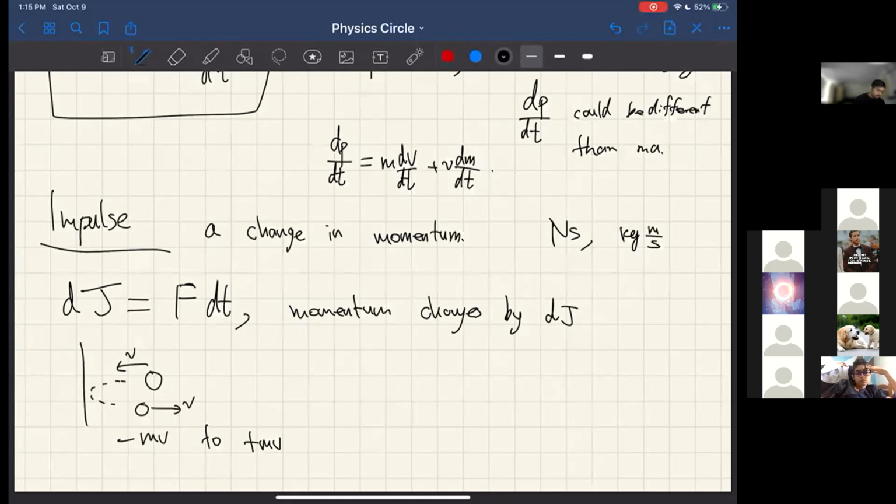So the wall is providing a 2mv impulse to the ball. And the process for that is as the ball hits the wall, there's a very short period of time where the wall provides a really large normal force backwards on the ball to push it back off.